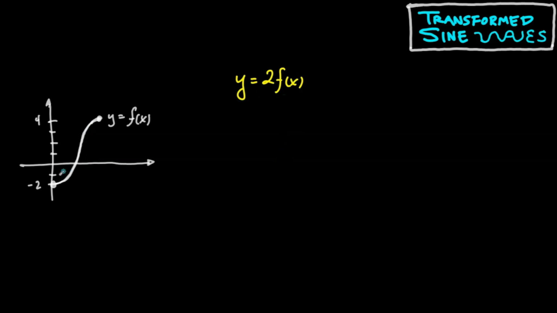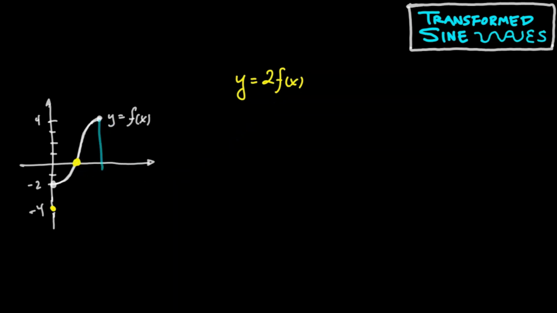So for instance, if we pop x equals 0 into this equation, well, f of 0 is -2, but we don't just want the -2, we want to double it, which would give us this point at -4. Similarly here, where the original graph crosses the x-axis, whatever that value of x is, f of x is 0 there. Well, if you double 0, you still get 0. So that point is also on the new graph.